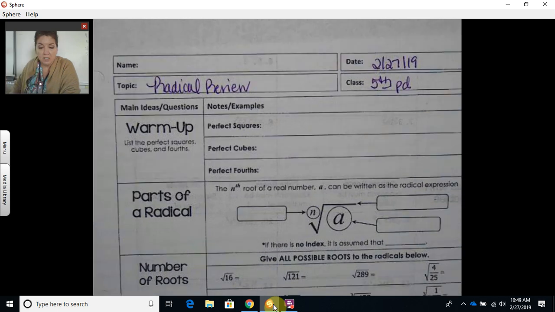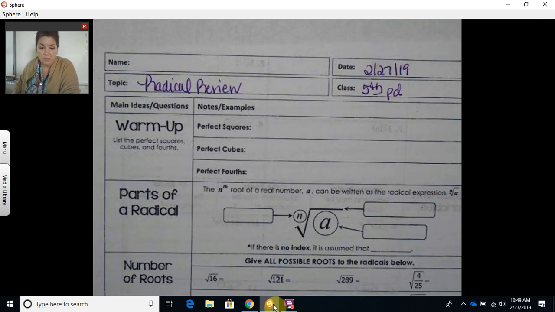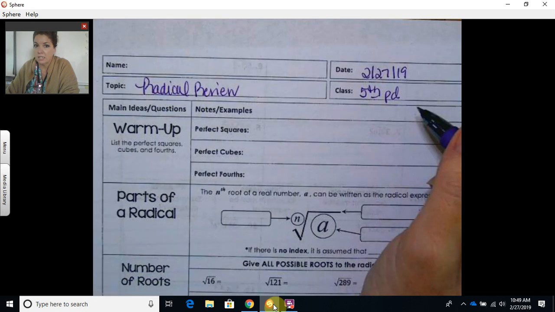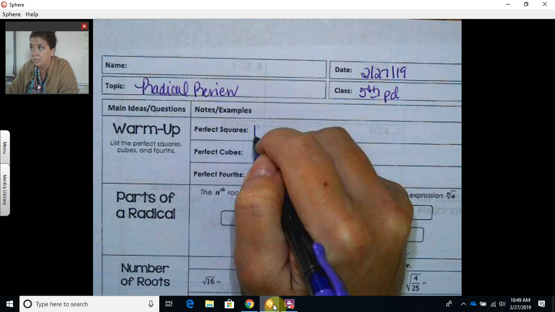All right, first of all, let's talk about perfect squares. What does it mean to be a perfect square? Not divide, but square root, right? So what's 1 times 1? So 1's a perfect square. What's its square root? 1.